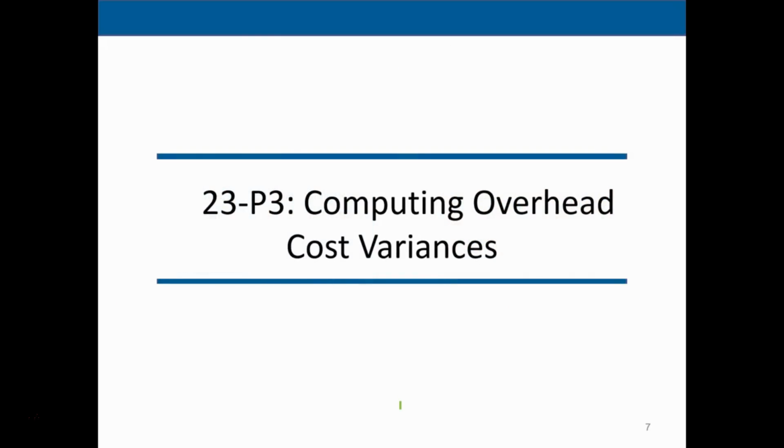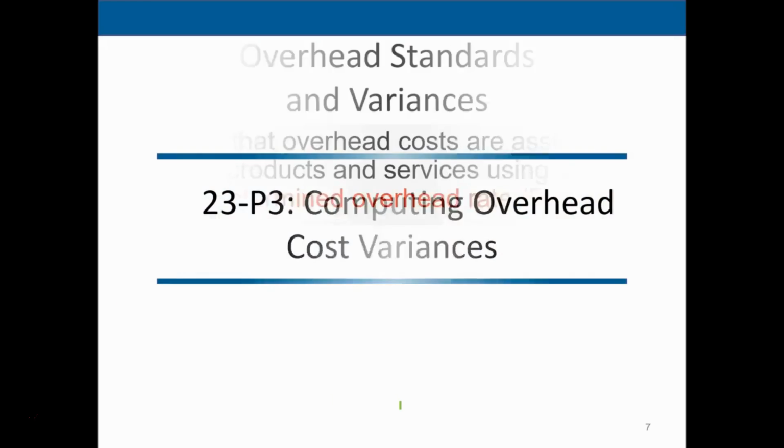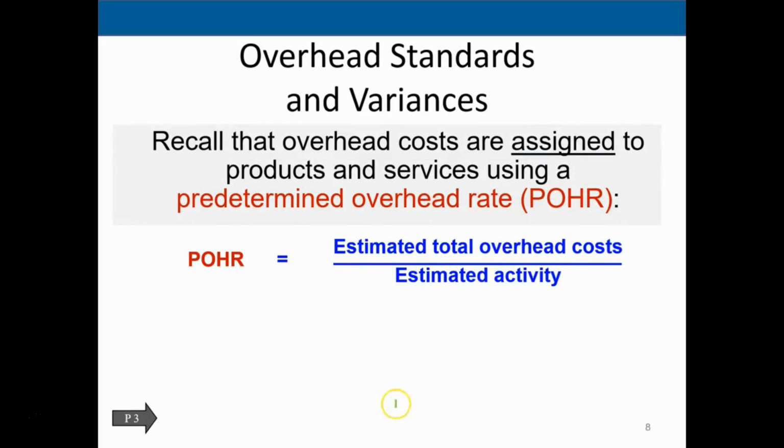So now we're going to take a look at computing overhead cost variance. So, overhead statement and variances. Recall that overhead costs are assigned to products and resources using a predetermined overhead rate. So remember what overhead is. It's all that stuff that is in the bucket that we're going to have to apply to the production process, and we're going to do that through some type of allocation. Generally, we do that with a predetermined overhead rate.